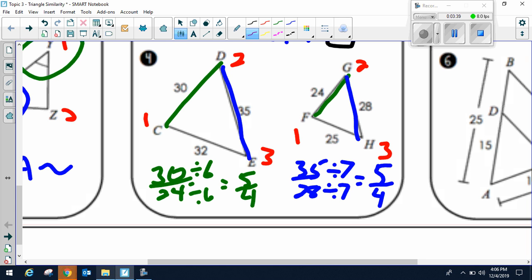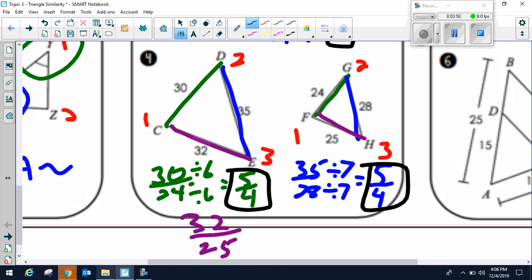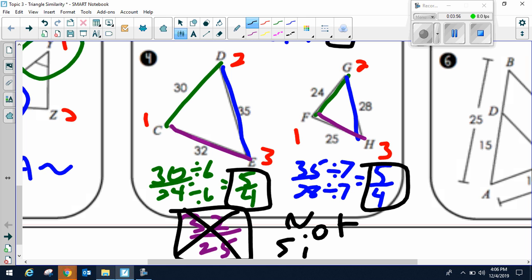When I get to this last set, I get 32 over 25. Well, there is nothing that goes into 32 and 25. That is my ratio. And if you look here, you have 2 matching pairs, but this third one doesn't match it. So therefore, these are not similar.